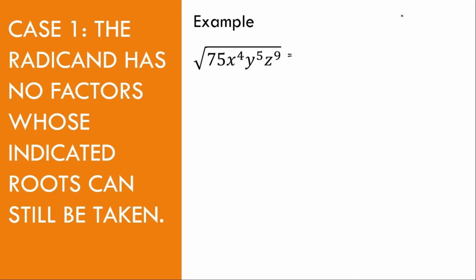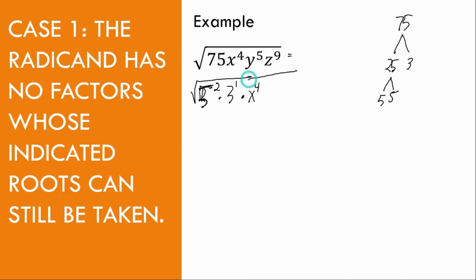So, meron tayo 75, no? So, si 75, kunin nyo muna yung factor ni 75, give me factors. So, ang pwede maging factor ni 75 is 25 and 3. So, 25 naman is 5 and 5. So, si 75 can be written as 5 raised to 2 times 3 raised to 1 times x raised to 4.